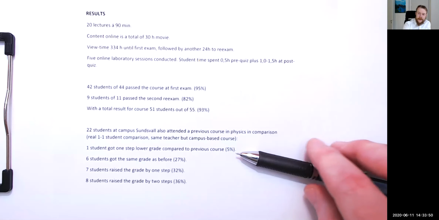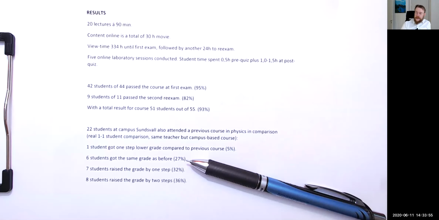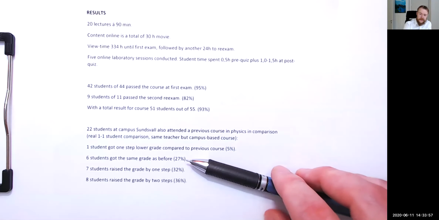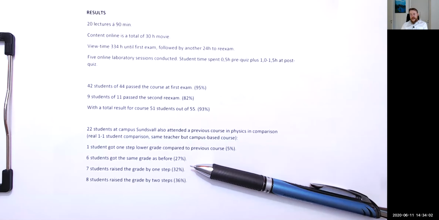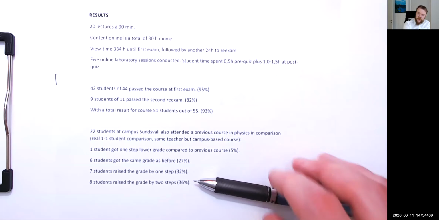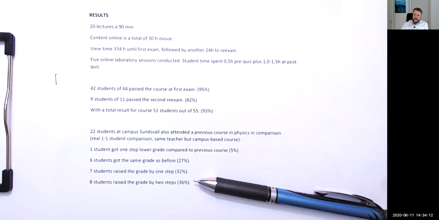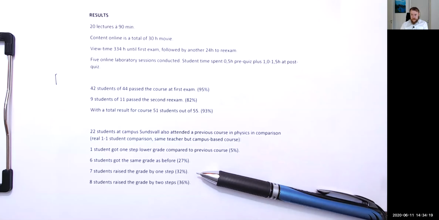If we look at the result, you can see that one student actually got a lower grade than before, but 6 students out of 22 had the same grade as before, so they were not affected. But 7 students raised the grade by 1 step. That means if they had a C, they got a B. If they had a B, they got an A, and so on. And 8 students raised the grade by 2 steps. That means if you had a C, you get an A. That was very impressive. If you combine these two, more than half of the students actually improved the grade, which is a very, very good result, I would say.